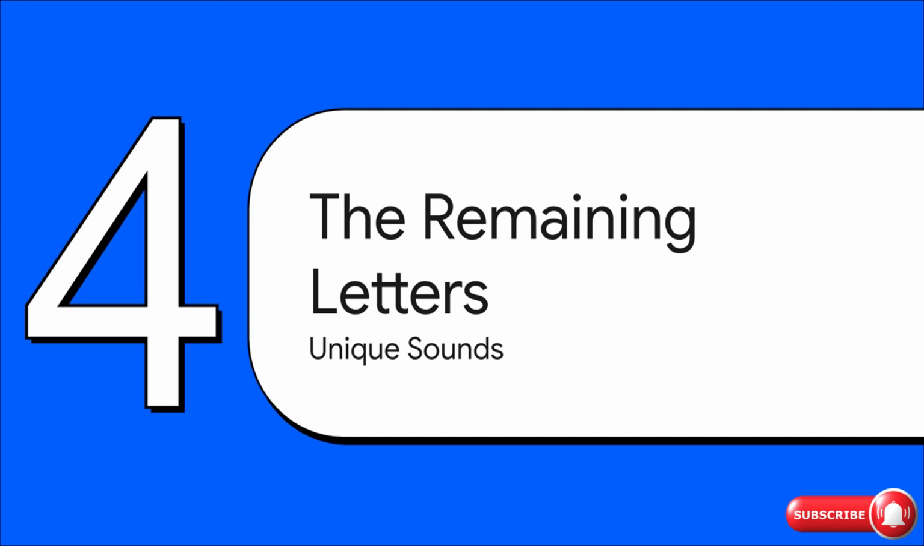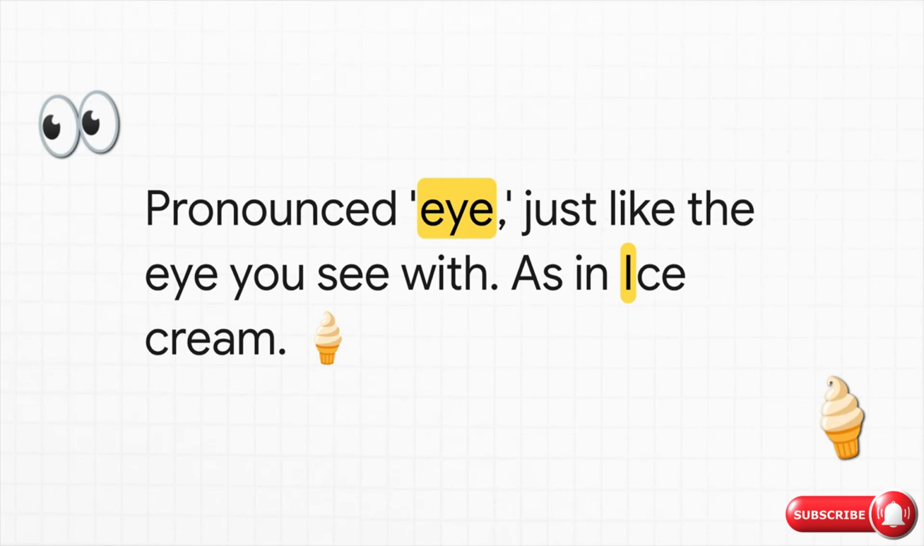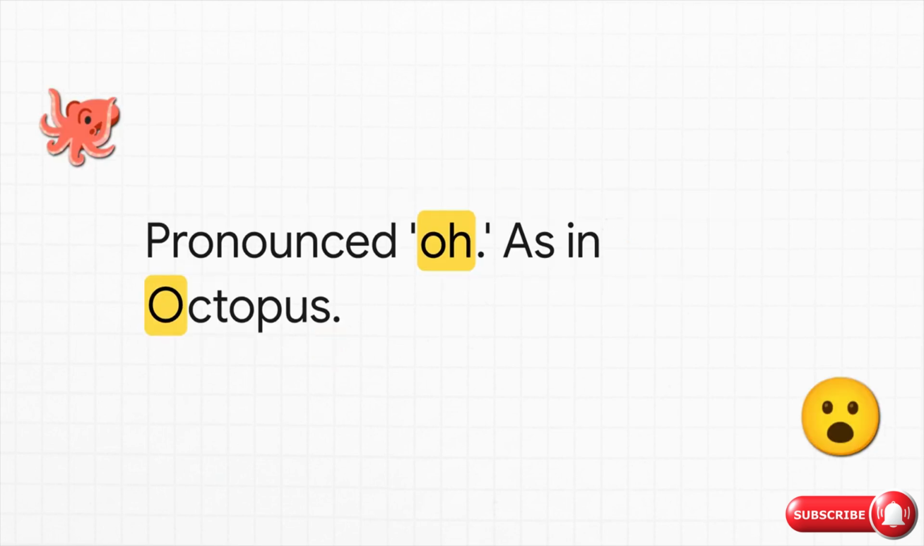Well, these are the unique ones, the letters that kind of march to the beat of their own drum. They don't really fit into a sound group, so we'll look at them one by one. First up is the letter I, and this one is super easy. It's pronounced exactly like the word for your eye. Simple as that. Next up, we have O. Again, nice and simple. It's just that O sound.